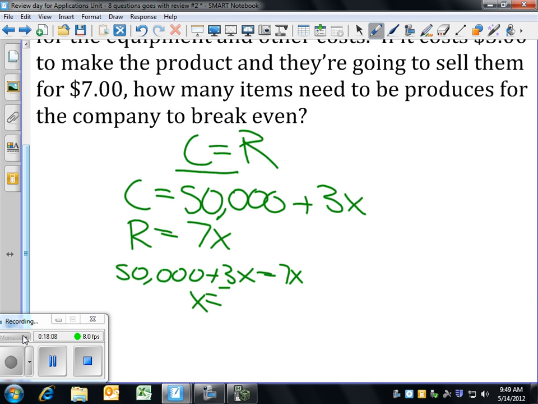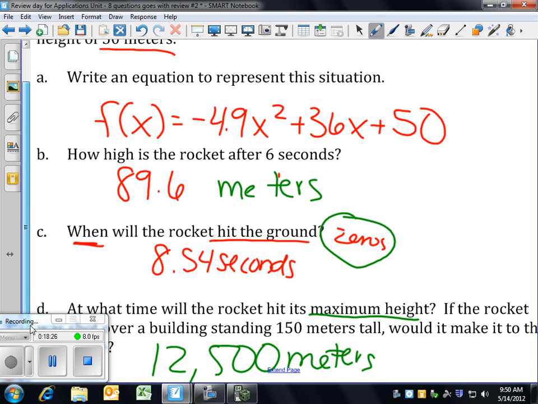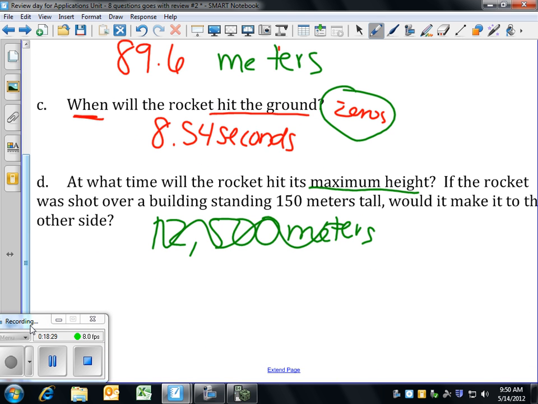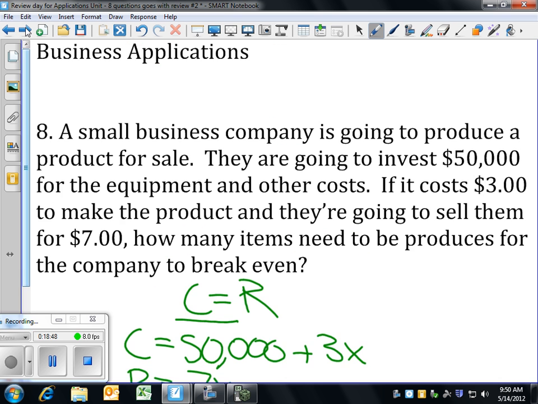Minus 3x. $50,000 divided by 4 is 12,500. I made a mistake on the projectile one down here. It should actually be 116.12 meters. So would it make it over the top? No, because the highest they get is 116. Okay, so that's a business one.